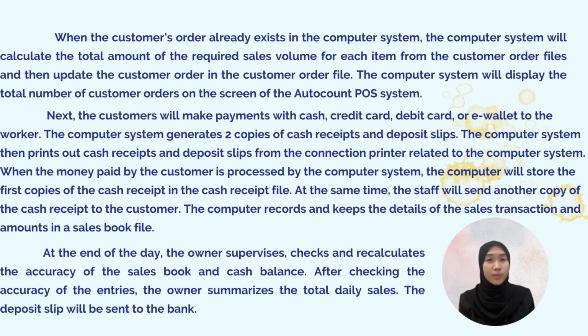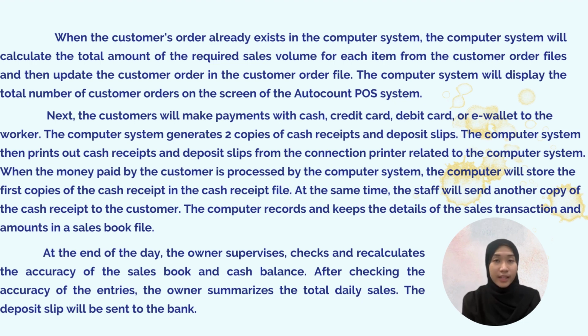The computer system will calculate the total amount of the required sale volume for each item from the customer order file. Next, the customer will make payment. The computer system generates the cash receipt and deposit slip. At the same time, the cash receipt and deposit slip are printed out. As a result, the staff will send the receipt to the customer. The computer system will record and keep the details of the sale transaction and amount in the sale book file.